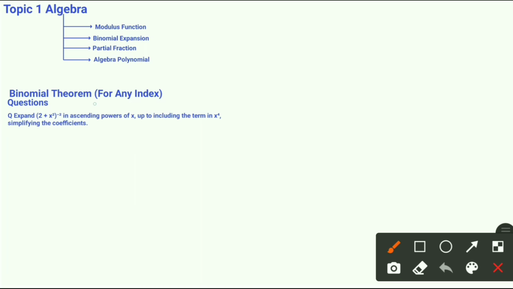Question 2, expand (2 + x squared) to the power minus 2 in ascending power of x up to and including the term in x to the power 4, simplifying the coefficients. Okay, right now what you're seeing here is an equation that you need to expand. So what you need to do is simplify in such a manner that the first term should be 1 and then x or something like that. Doesn't matter. The first term must be 1 in order for the binomial theorem to apply. Okay, so let's do that. Let's put it to one term. Let's force it. Let's change it.